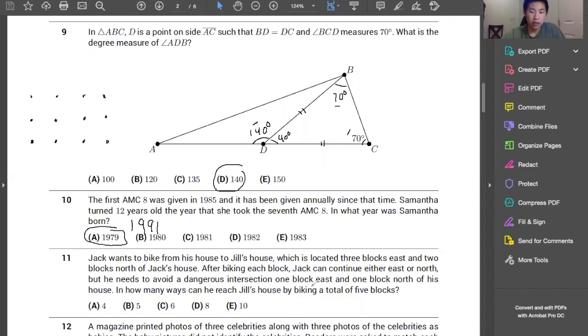And after biking each block, he can continue east or north, but he needs to avoid a dangerous intersection 1 block east and 1 block north of his house. And we want to know how many ways he can reach Jill's house by biking 5 blocks. So we're told that the one place we cannot go is right here. So pretty much the remainder of our paths looks something like this.